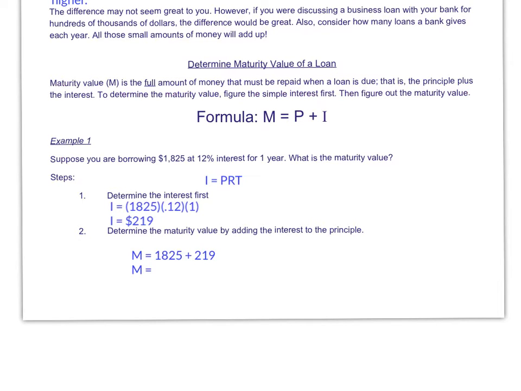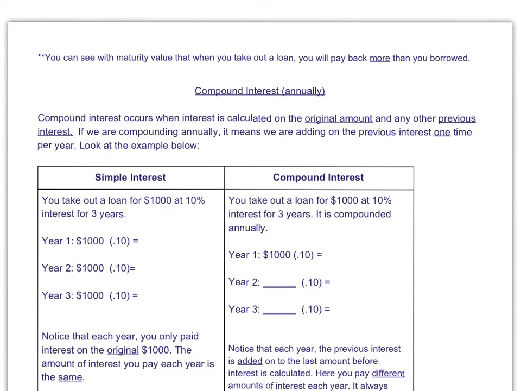So that $1,825 that I borrowed will get paid back to the bank as $2,044. So that just shows you exactly what you'll pay back at the end. So that's my answer for that example. So as we just found out, when we calculate the maturity value that we take out on a loan, we will pay back more than what we actually borrowed.